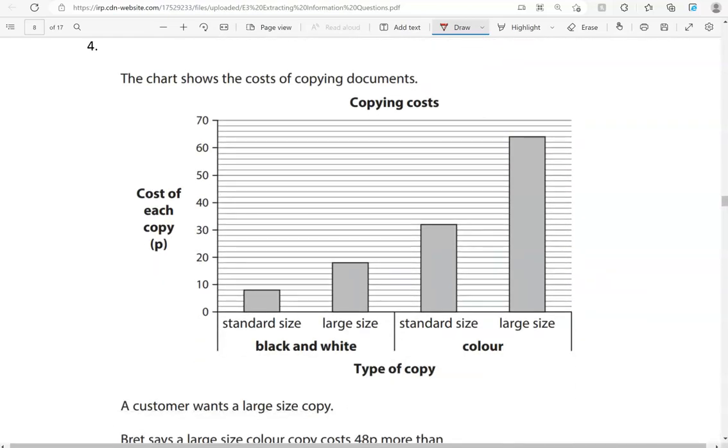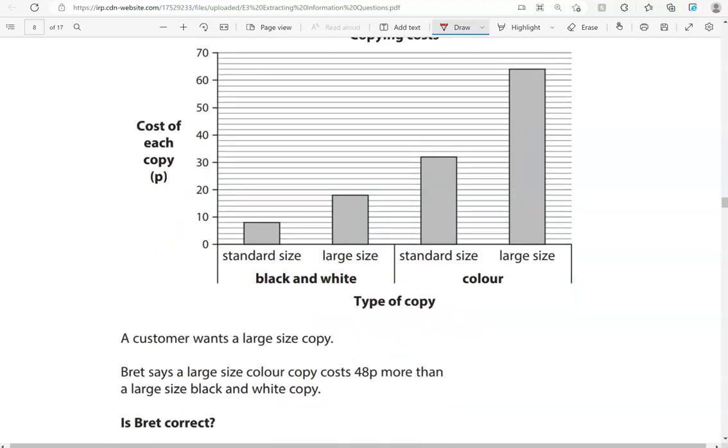The chart shows the cost of copying documents. A customer wants a large size copy. Brett says a large size color copy costs 48p more than a large size black and white copy. Is Brett correct? So we're comparing a large size color copy with a large size black and white copy. So large, large.